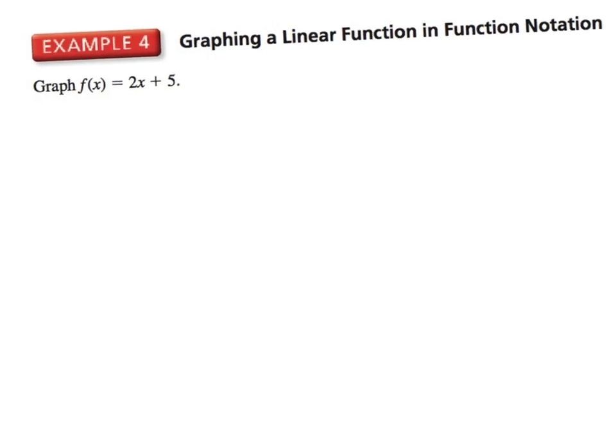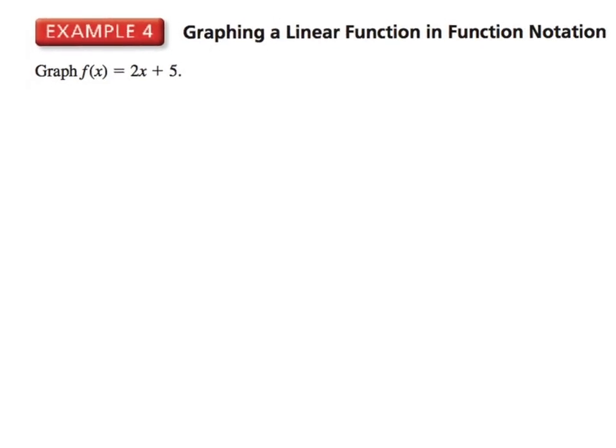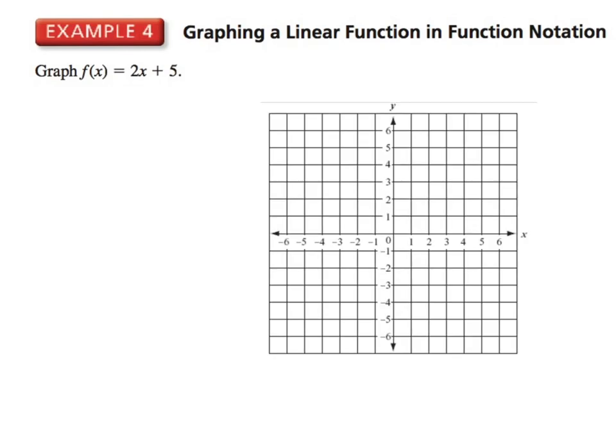In example 4, here we go. We're going to graph this equation: f of x equals 2x plus 5. Here's the great news. We graph it the same way that we've graphed anything else. You can make a t-table, or you can make a graph using slope-intercept form. So since it's already in slope-intercept form, I'm going to graph it using the y-intercept of 5, the slope of 2 over 1, and there's my line. F of x equals 2x plus 5.